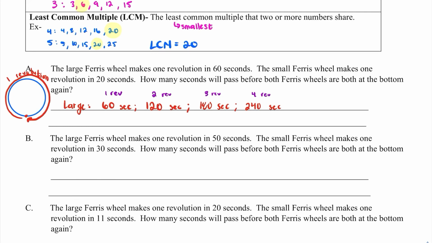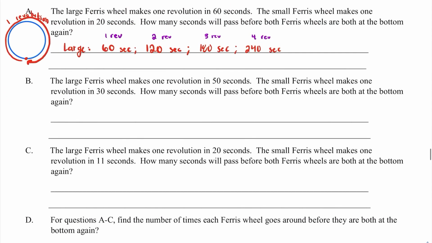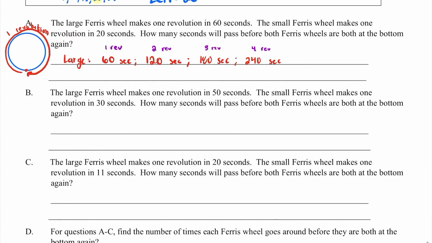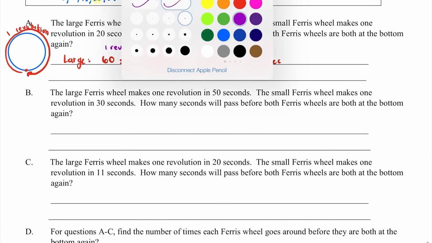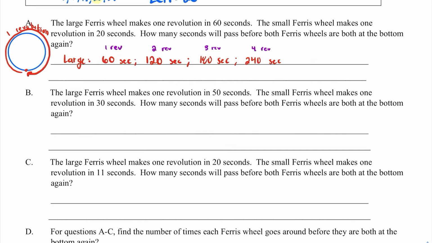We're going to use that information later because there's going to be a question where it asks you how many revolutions does each Ferris wheel make. Okay, so we'll use that information a little later. Now let's take a look at the small Ferris wheel. They say that the small Ferris wheel makes one revolution in 20 seconds.